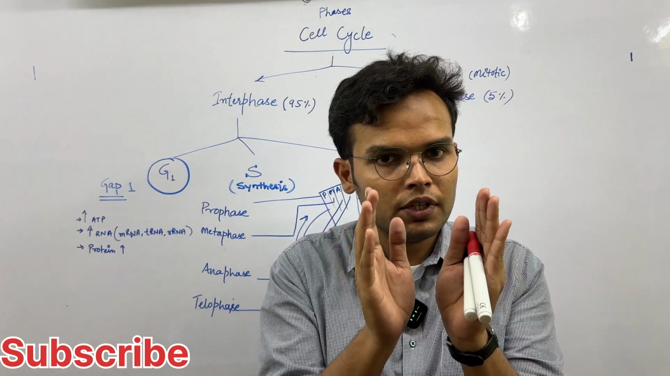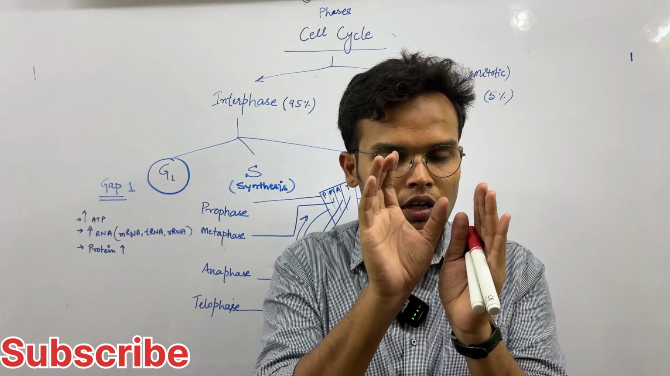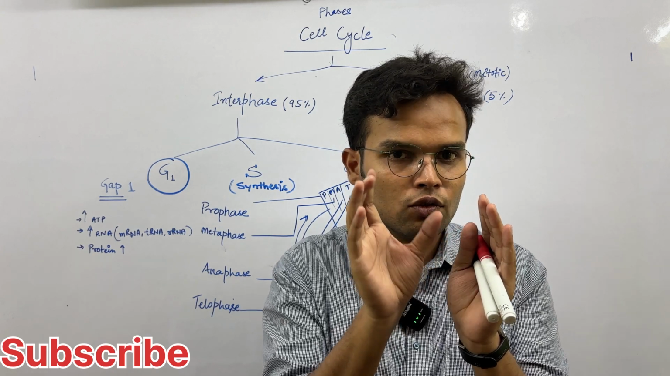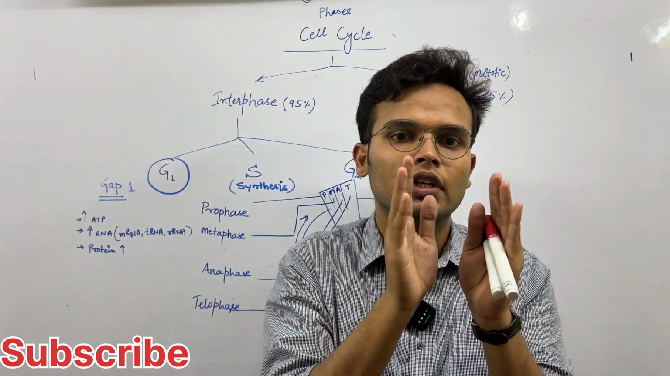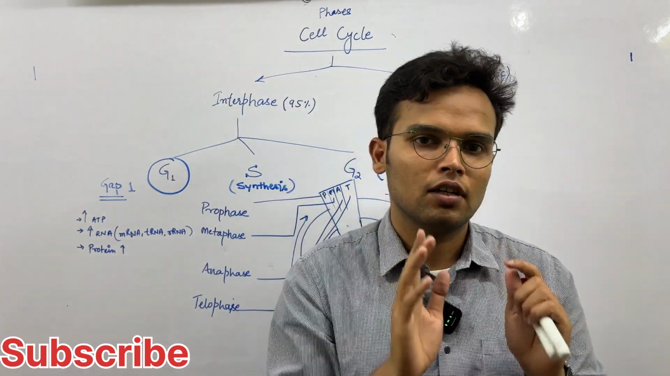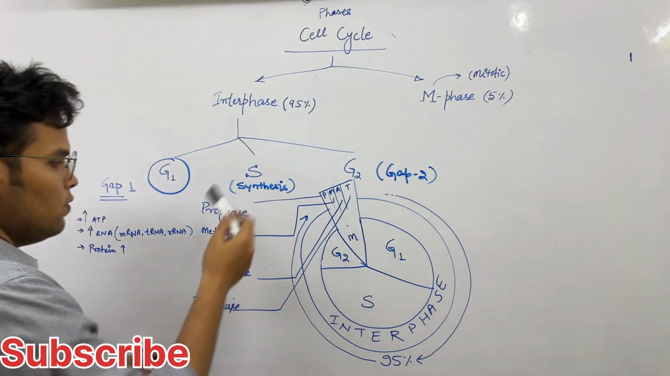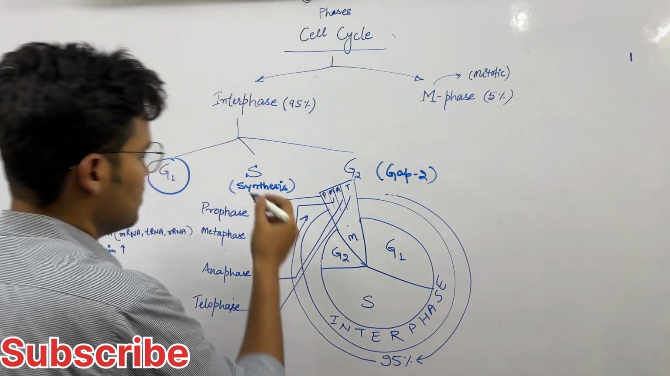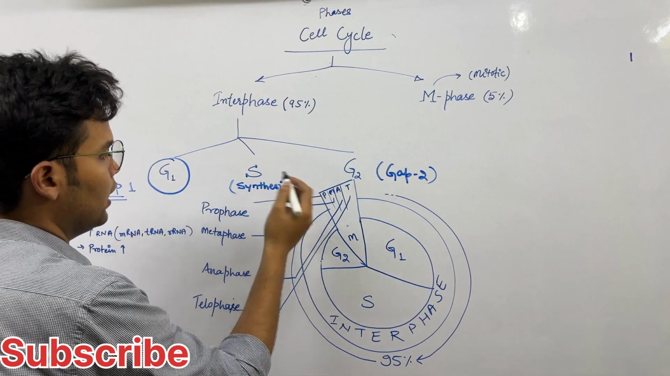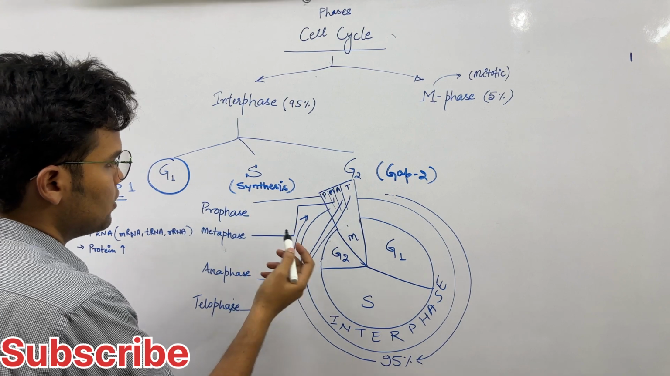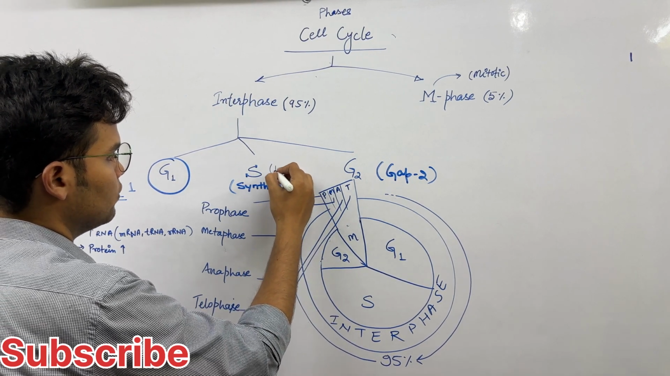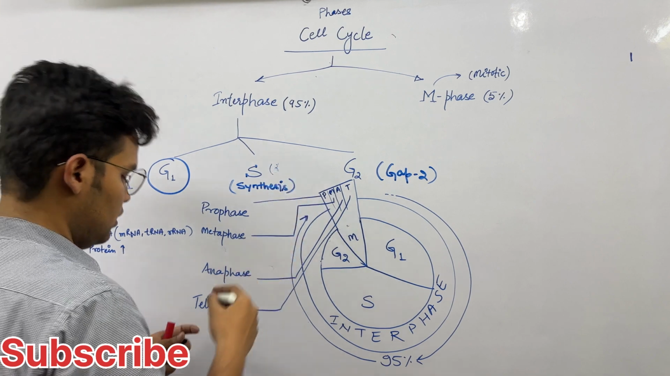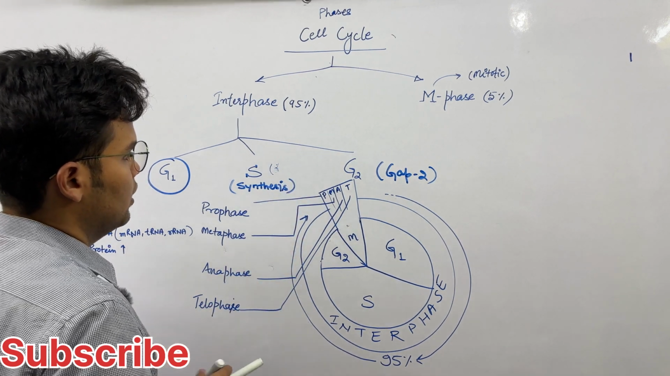If both the copies are present, then the duplicate copy is going to form the new cell and the original will stay intact within the cell. Okay. So S phase is actually for the synthesis of DNA, and that synthesis of DNA is actually the replication of DNA.